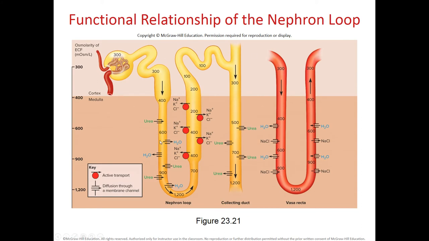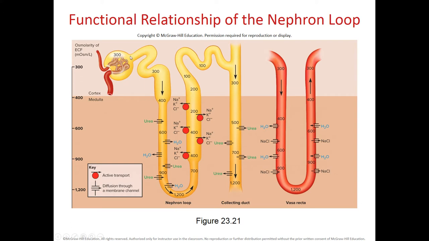So these are the different regions of the loop. Here we have the descending limb and the ascending limb. Within the ascending limb, we have this thick segment, and within the descending limb, we have variable reabsorption of water. As you can see here, we can reabsorb water. And within the thick segment, we can reabsorb different ions like sodium, potassium, chloride. And just because of this, we can have differences in concentration of solutes inside the tubular fluid.